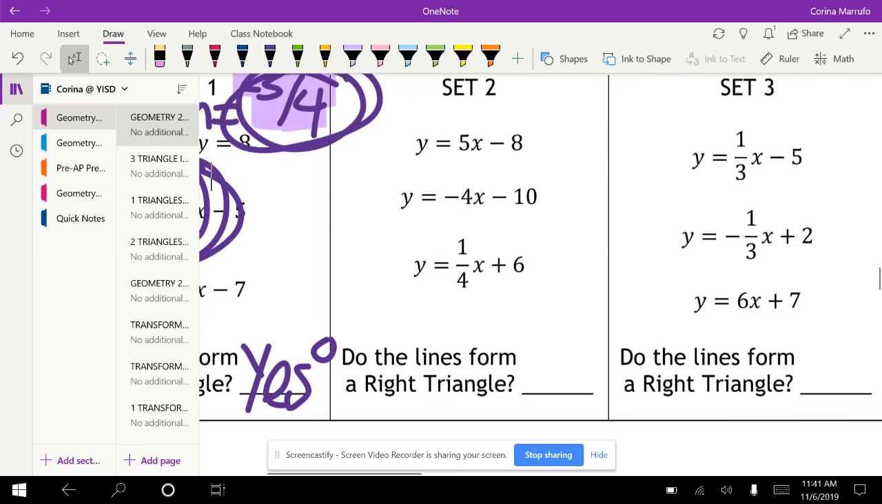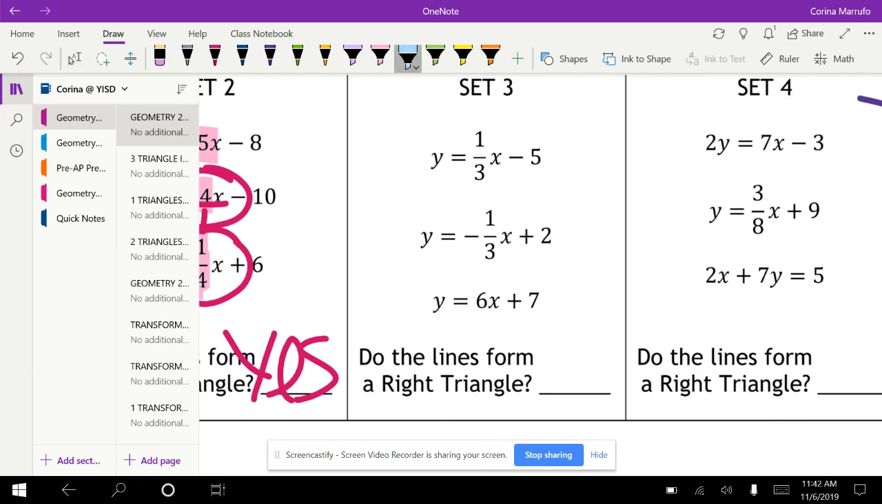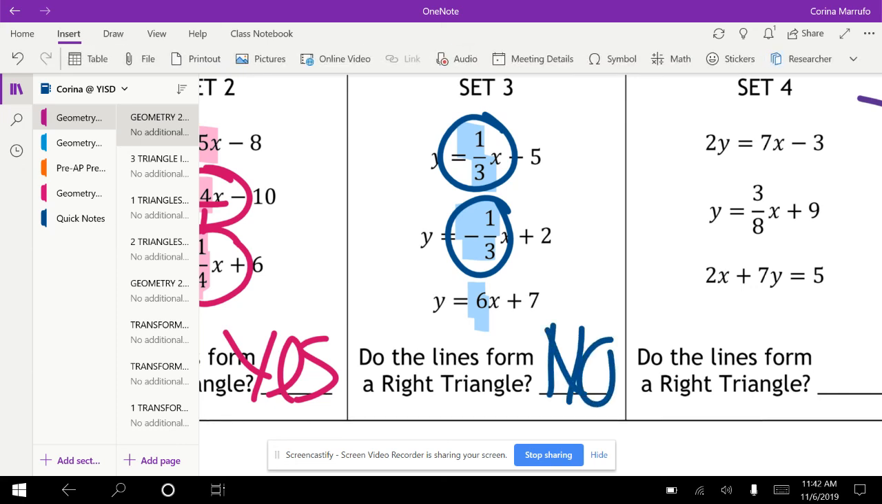So let's go to the next one. On this one, our slope is 5, negative 4, and 1/4. So if you notice, negative 4 is the same thing as negative 4 over 1. And these two are opposite signs. And then 1 over 4 is the same thing as 4 over 1 when you flip it. So yes, this does form a right triangle. If we look at this next one, this is 1/3, this is negative 1/3, and this is 6. So these ones are close, except they did not flip one of the fractions. So this is not a right triangle. So do the lines form a right triangle? No, they do not.